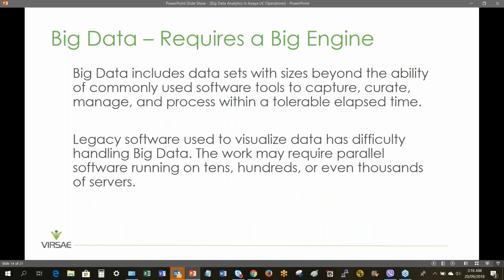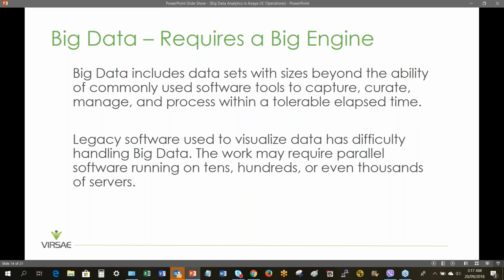So the realities of dealing with big data requires a big engine. The Virsae service management platform is built in the cloud. It's built for the cloud from day one. So what we get is access to huge amounts of data across a very, very large base that allows us to build that artificial intelligence. We see an awful lot of interactions, in fact, billions of them per month in that environment. The reality is that legacy software has a lot of difficulty in handling this sort of big data.